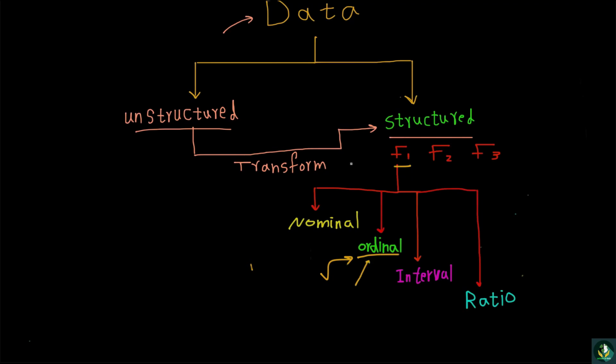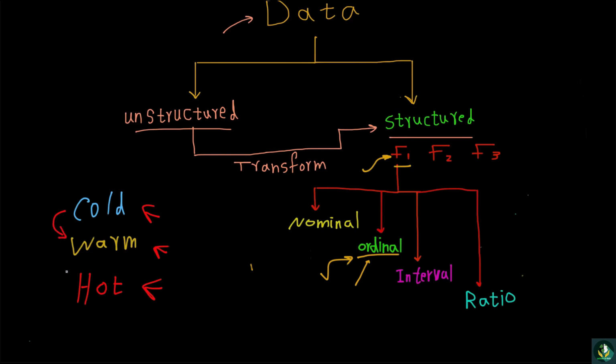It is easy. Let's say that we have this ordinal feature here, F1. This feature will have some categories, and there is some kind of ordinal relationship between these categories. For example, let's say that the categories inside this feature are cold, warm, and hot. As you can see here, we have some kind of ordinal relationship between these three categories.